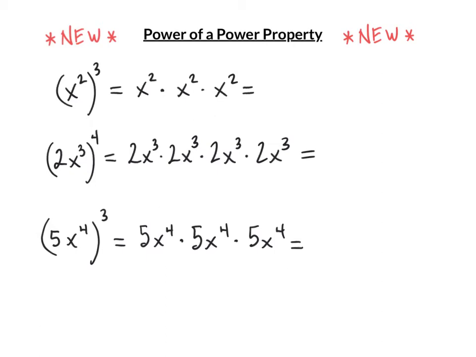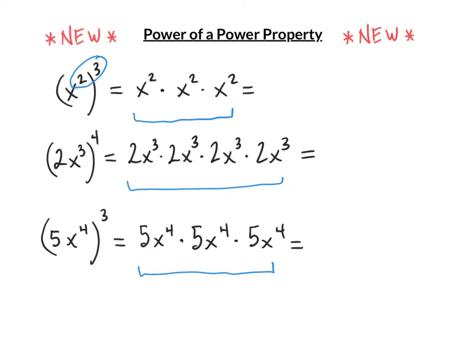And we get to our new property. This is the power of a power property. Notice how we have x squared cubed, x cubed to the 4th, and x to the 4th to the 3rd power. We want to avoid writing this out 3 times, or here 4 times, or here 3 times. In order to do that, we need to figure out what the shortcut is. What can we do to make this quicker? But writing it out like this will help us understand what the property is.